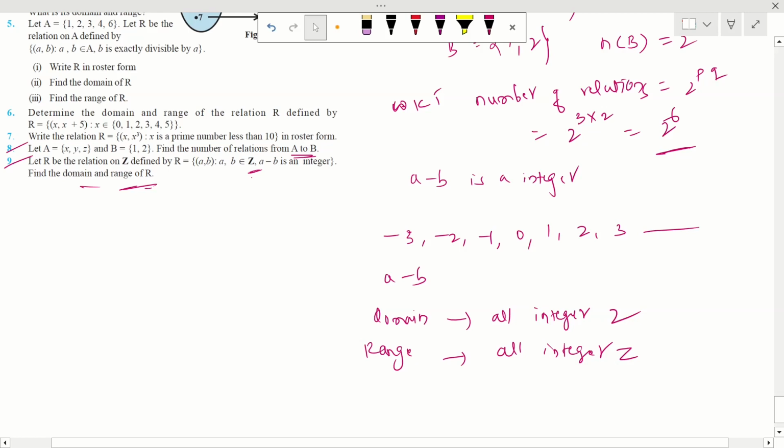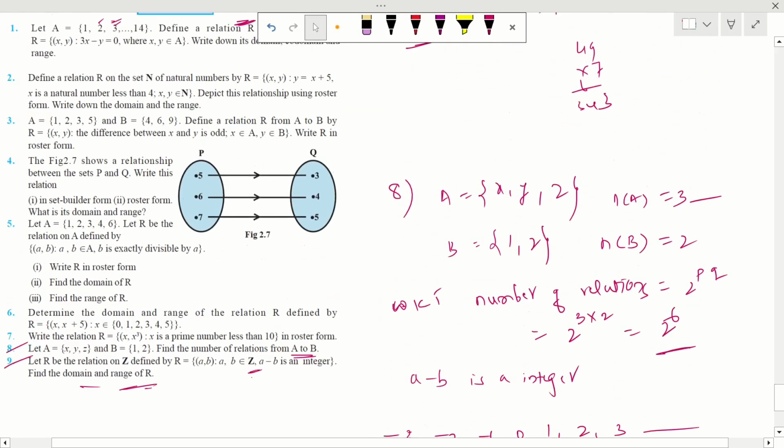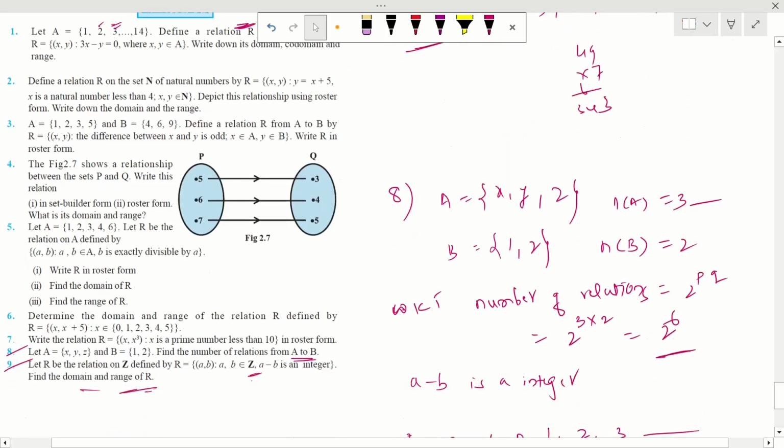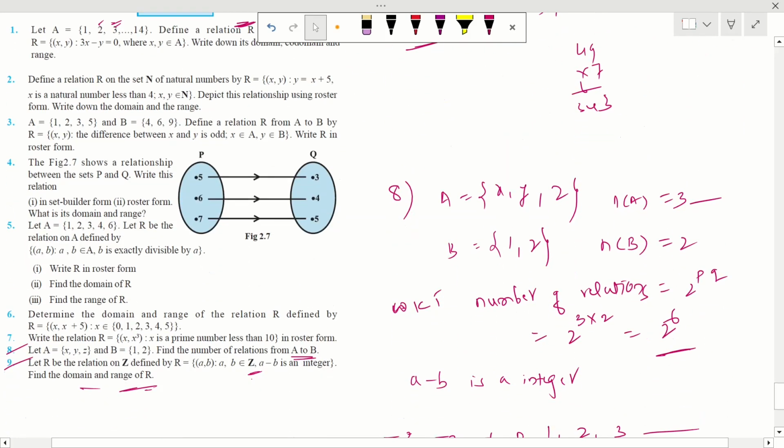Okay, now we have completed the exercise. In the next class, we'll discuss functions and solve the exercise. Okay, I'm finishing this class.